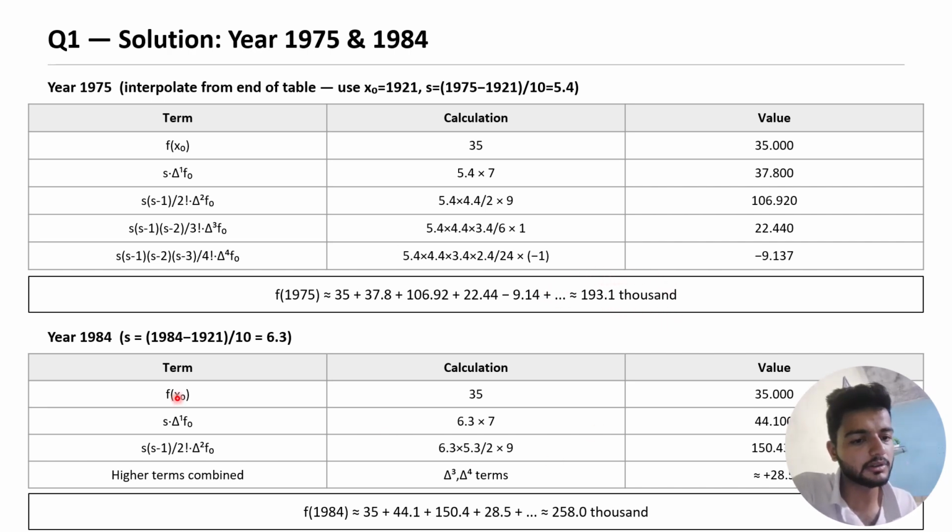For 1984, we'll find s, which is equal to 6.3. The terms become 35.000, 44.1, 150.4. So adding all these values, we get the population in year 1984, which is 258,000.